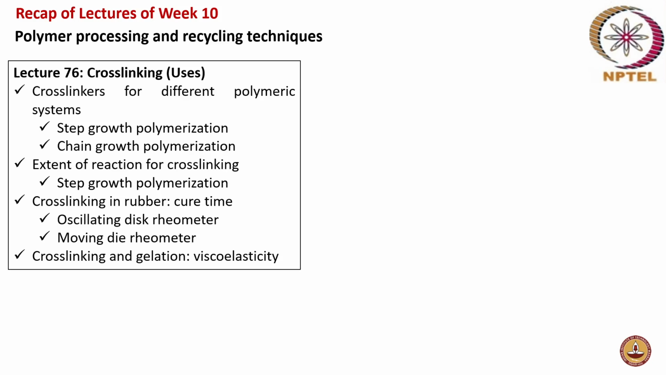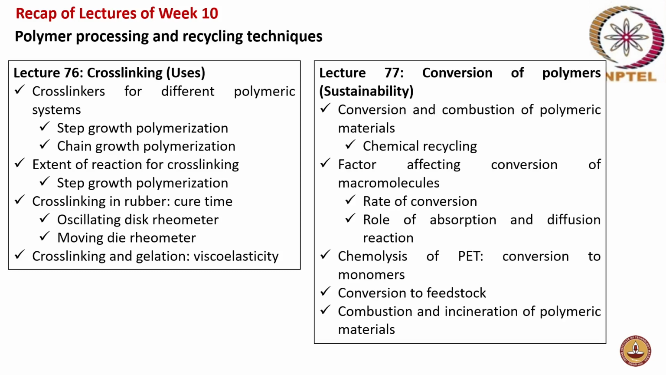And then lecture 76 was on cross-linking. Here there was a discussion on step growth and chain growth polymerization, the extent of cross-linking for step growth polymerization, and cross-linking in rubber, the curing time. And there was a discussion on oscillatory disk rheometer and moving die rheometer. And then cross-linking and gelation related to viscoelasticity. So this was discussed.